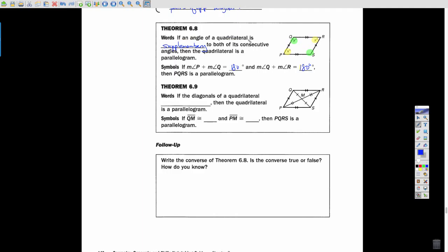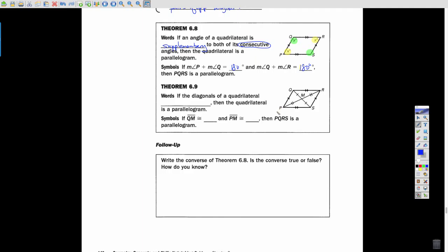Now let's go back and review this. If an angle of a quadrilateral is supplementary to both of its consecutive angles, so if this yellow angle Q is supplementary to both of its consecutive angles, right next to it, then we've got a parallelogram. If this angle R is supplementary to both of its consecutive angles, same side interior, consecutive angles, that's what it means, then we've got a parallelogram here.